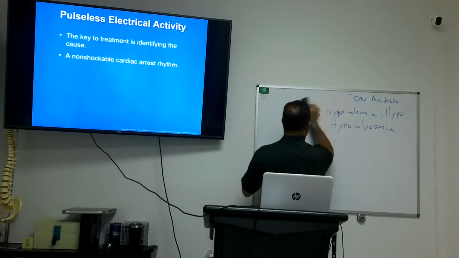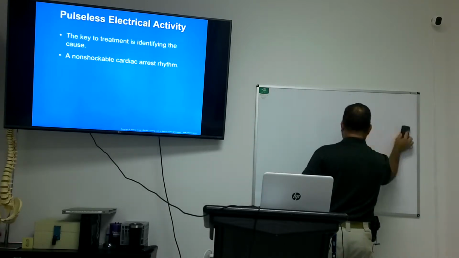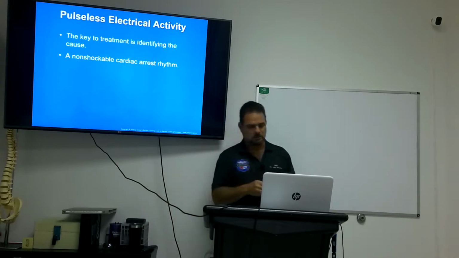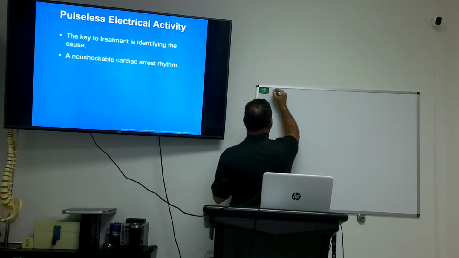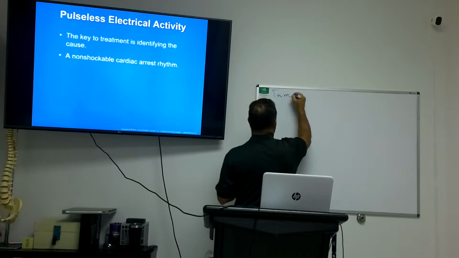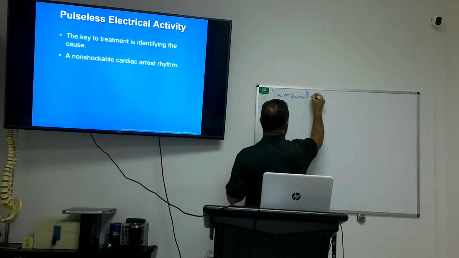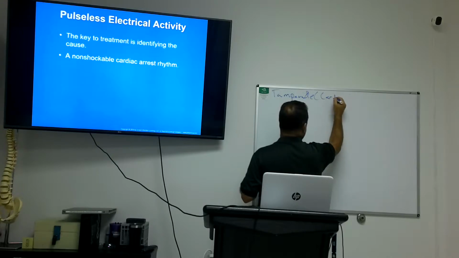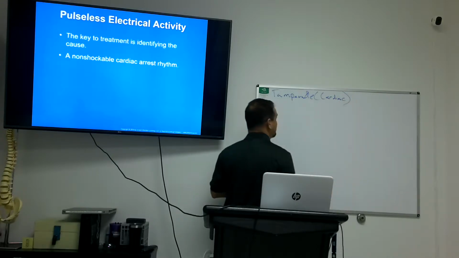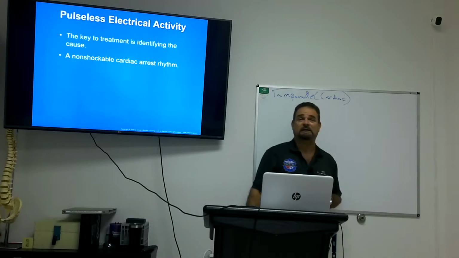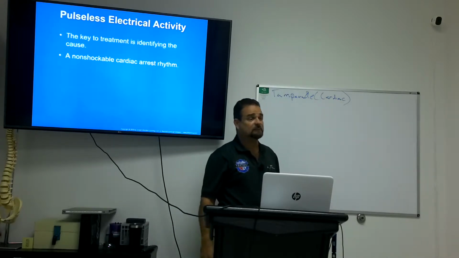Now let's talk about the T's. First one, tamponade. Cardiac tamponade. This is when something's happened to the chest and caused the pericardial sac to fill with blood, surrounding the myocardium and therefore putting pressure onto the heart itself, causing a situation where the heart cannot adequately fill.